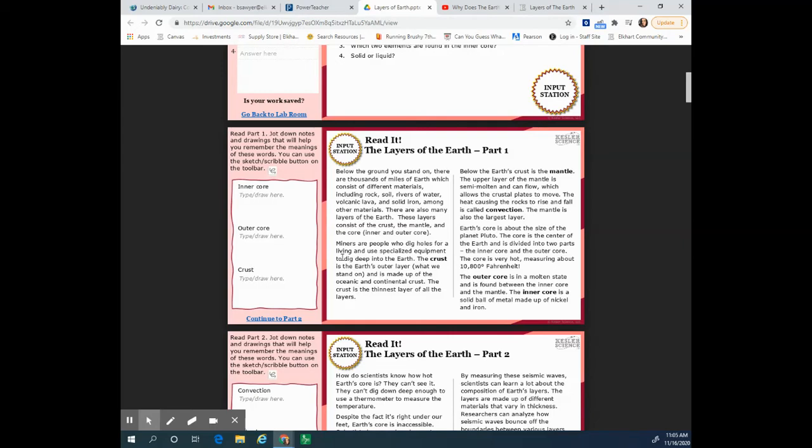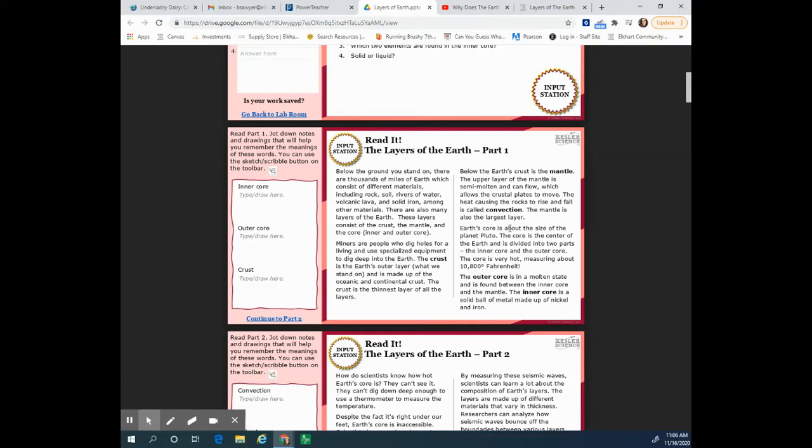The crust is the earth's outer layer, what we stand on, and is made up of oceanic and continental crust. The crust is the thinnest of all the layers. Beneath the earth's crust is the mantle. The upper layer of the mantle is semi-molten and can flow, which allows the crustal plates to move. The heat causing the rocks to rise and fall is called convection. The mantle is also the largest layer.